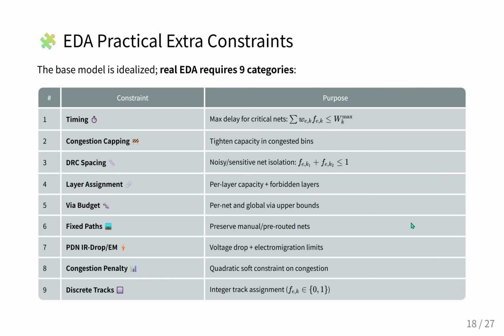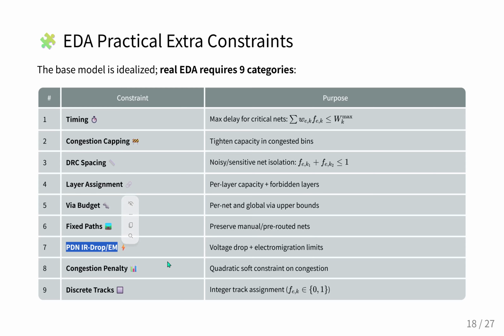The source lists these out, and it sounds incredibly claustrophobic. I mean, you have timing constraints, meaning the electrical signal has to reach its destination within a maximum delay. Yep. You have DRC spacing, which means you have to isolate noisy or sensitive wires so they don't electromagnetically interfere with each other. You also have to manage via budgets. You have to limit how many vertical jumps a wire can make between layers because every single jump degrades the signal quality. And you have PDN IR drop, which ensures the power grid doesn't suffer a voltage drop that would cause the transistors to misfire. It's a lot to manage.